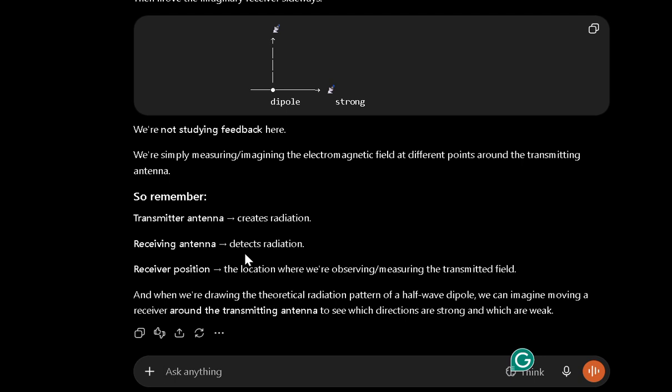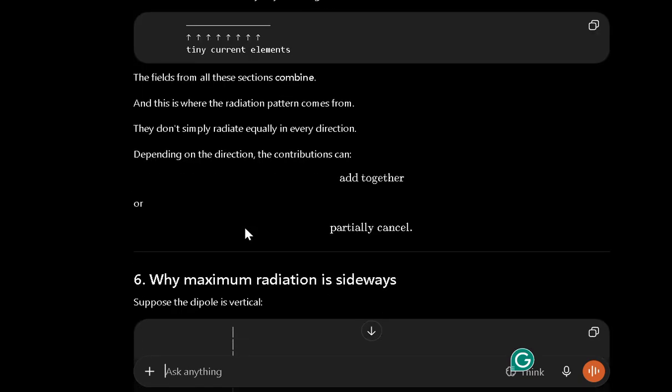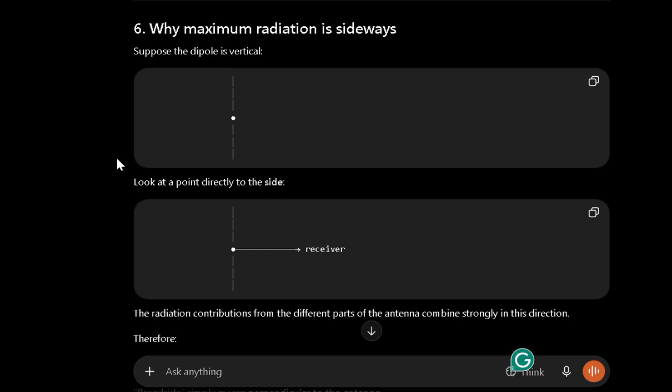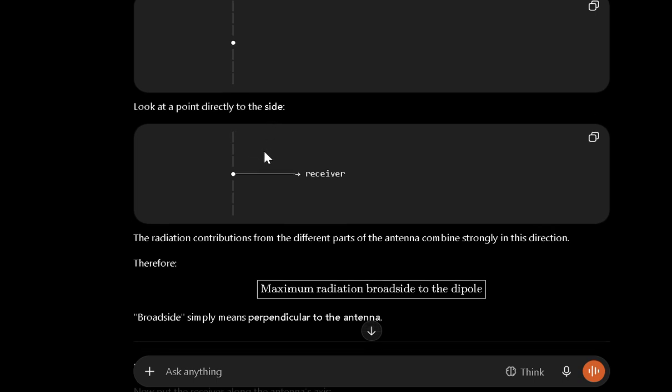Receiver position is a limitation of the observing measurement. Here he used two diagrams. The dipole is a vertical dipole. Look at the point directly on the side. He puts another antenna, the receiver antenna, at the side. The radiation contributions from the parts of the antenna combine strongly in this direction, so the sideways contribution is large.